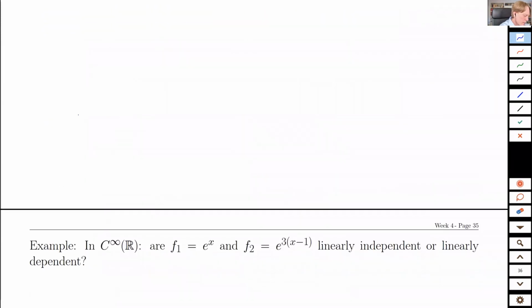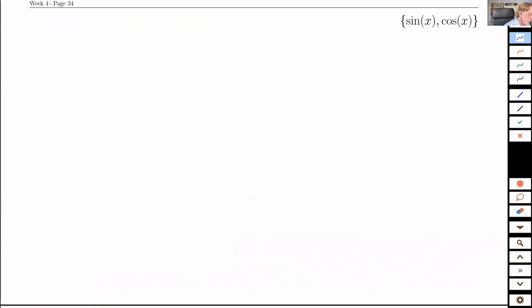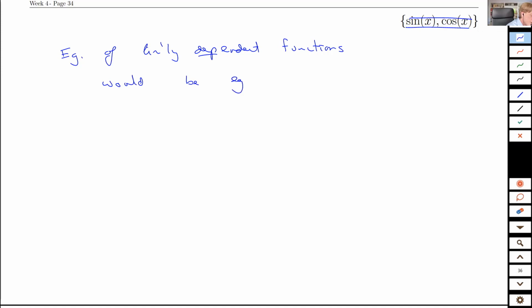Now, we are a little short on time to do that one. So I'm just going to introduce another one that is going to be more obviously linearly dependent. An example, without going through the calculations, of linearly dependent functions would be, let's do something like this. Let's do 1, x squared, and 3 plus 2x squared.